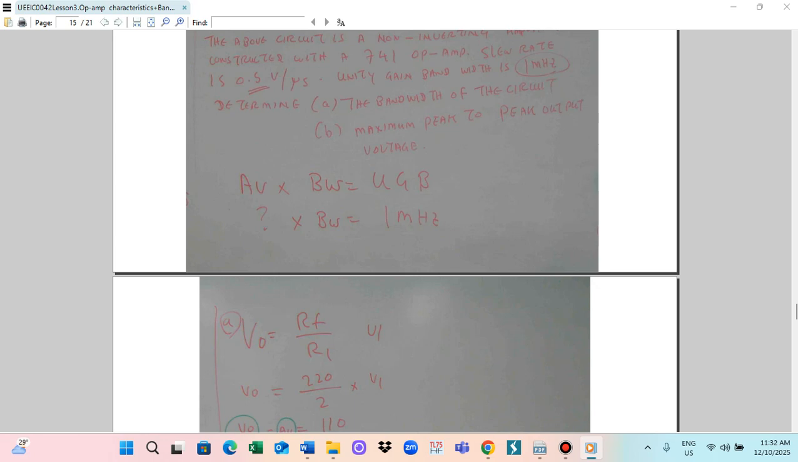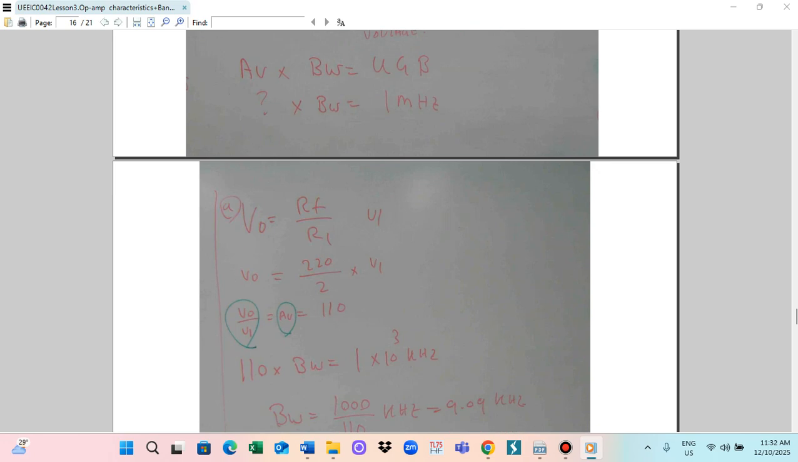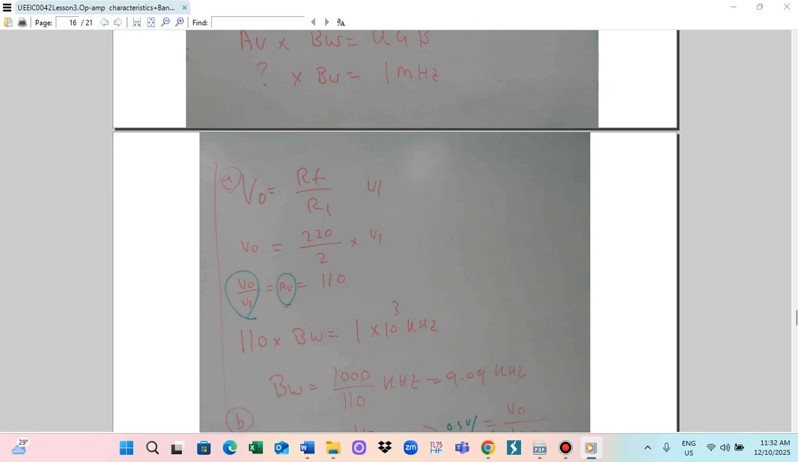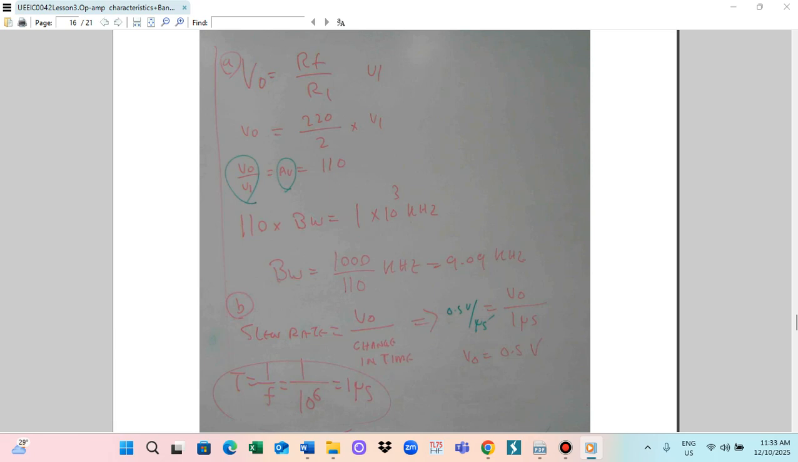So here the unity gain bandwidth is given. This problem also gives the unity gain bandwidth, 1 megahertz. So you substitute here: bandwidth times AV is UGB. AV is 110, multiplied by the bandwidth, and the unity gain bandwidth is 1 megahertz, which is 10 power 3 kilohertz. Then you get the bandwidth: 1000 divided by 110 kilohertz. So this is 9.09 kilohertz.